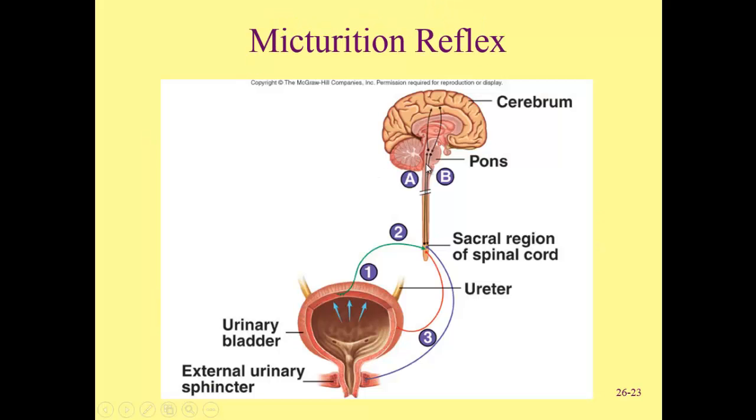So here's what happens. Step number one, urine starts to fill the bladder. We have stretch receptors in the wall of the bladder that send impulses to the sacral region of the spinal cord. That reflex, via an interneuron, comes back out to the bladder wall and contracts it. Now, would that make sense? Why would you want to contract it? It's all a reflex. We need to control when we go.